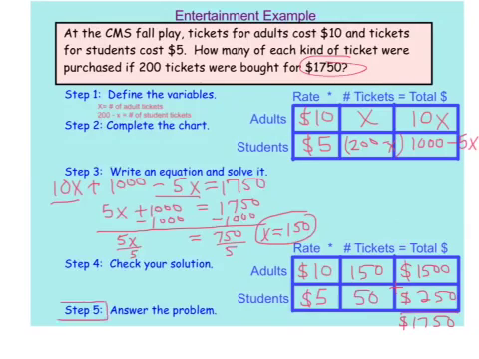Now we need to do step 5, which is answering the problem. Again, I go back and I read how many of each kind of ticket were purchased if 200 tickets were bought for $1,750. So I'm looking for the number of student tickets and the number of adult tickets. And I get those answers right here. There were 150 adult tickets and 50 student tickets.